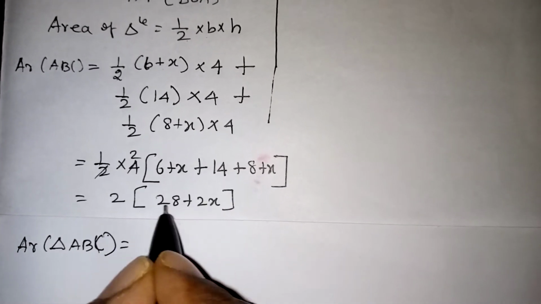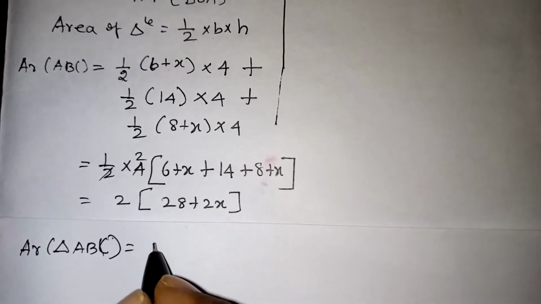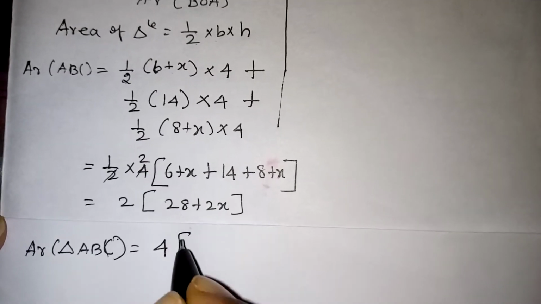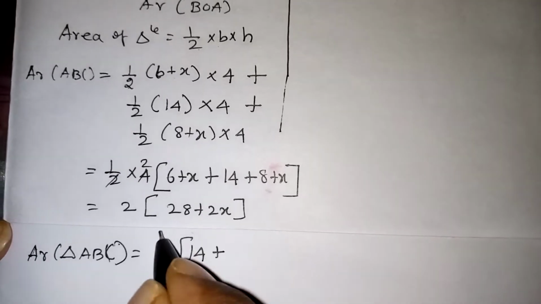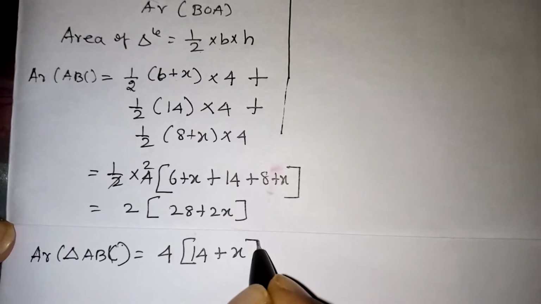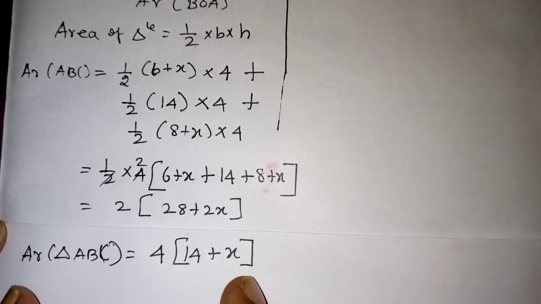From these two, the 2 table is common. Take one more 2 outside. So 2 2s are 4. Here we have taken the 2 outside, remaining will be 14, plus here we have taken the 2 outside, x. So 4 into (14 plus x) is the area of the whole triangle.